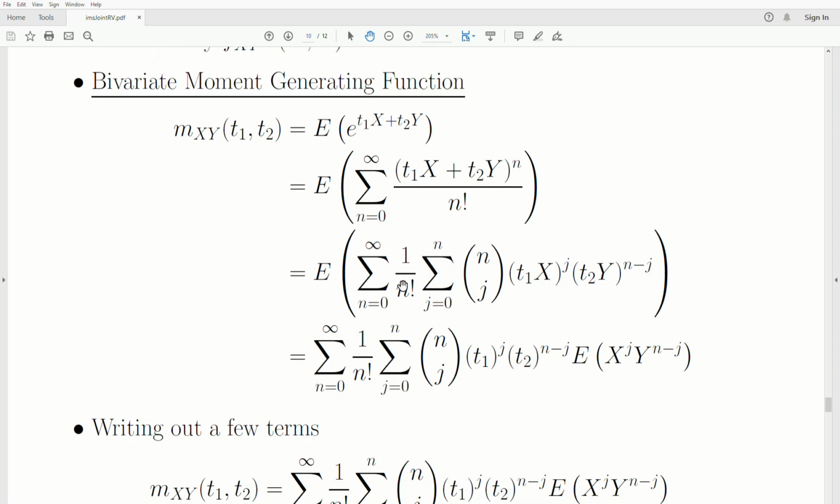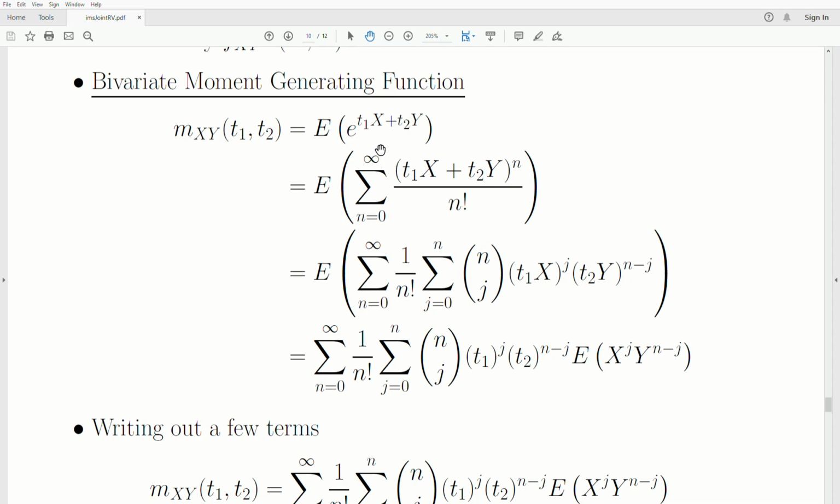And then E is a linear operator, so it goes into each term. And the only things random here are X and Y. So if we distribute the j and distribute the n minus j, it ends up being this. The expected value goes in, and really it's E of X to the j, Y to the n minus j. And then everything else is a constant. And that's it. So that's the bivariate moment generating function.